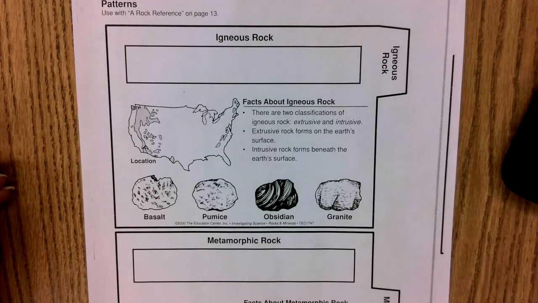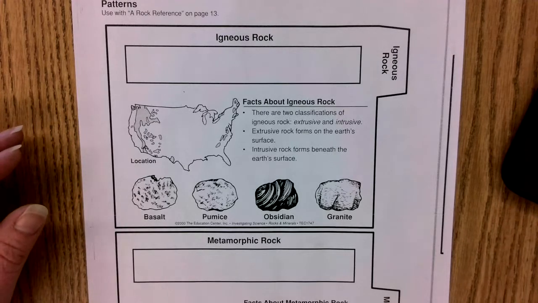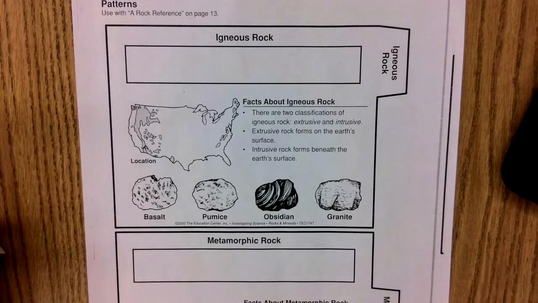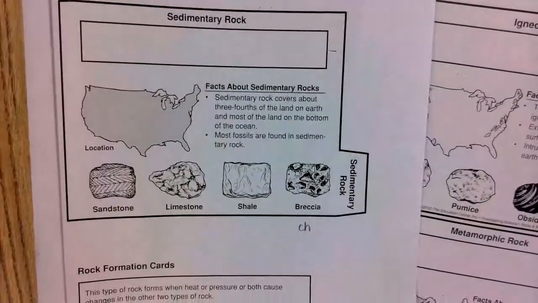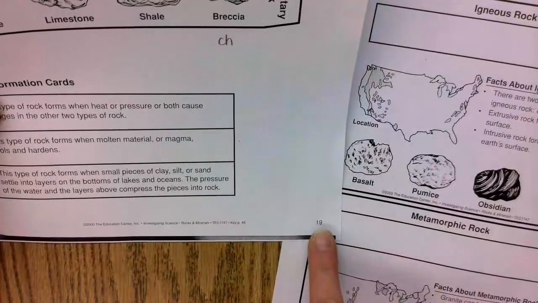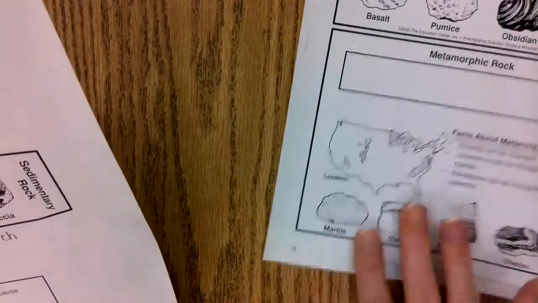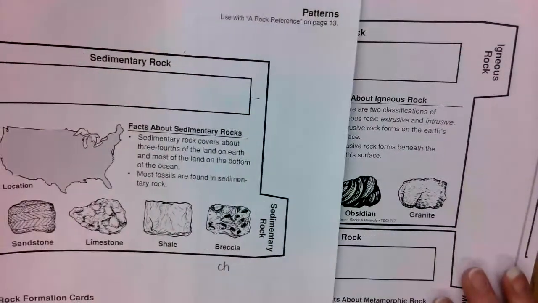Hi everyone. We're going to continue with rocks today, and we're going to make a little book that has to do with the three types of rocks. Remember, they are igneous rock, metamorphic rock, and sedimentary rock. You need to get out these 2 pages. They're in your yellow folder, and one is page 19 and one is page 18. So go ahead and get those out.